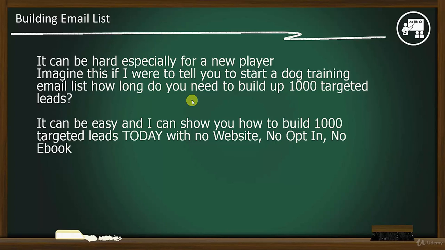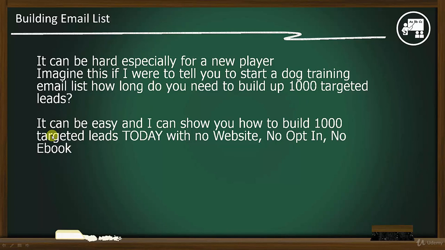Let me assume that you are an internet marketer and you have good experience in setting up landing pages, building websites, setting up a blog, a WordPress website. If I were to tell you to start a brand new niche in dog training, or if you are in dog training, then I'll tell you to set up a niche in CPA marketing. How long do you think you need to build up 1,000 targeted email leads?